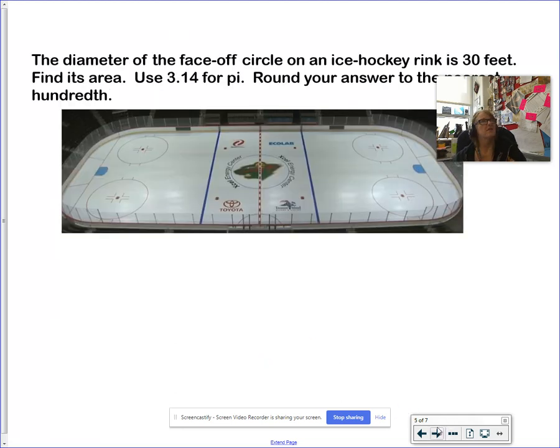Hoo-hoo! Of course, I pick a hockey rink. The diameter of the face-off circle on an ice hockey rink is 30 feet. So that's from here to here, the diameter. Find the area, use 3.14 for pi, and round your answer to the nearest hundredth.